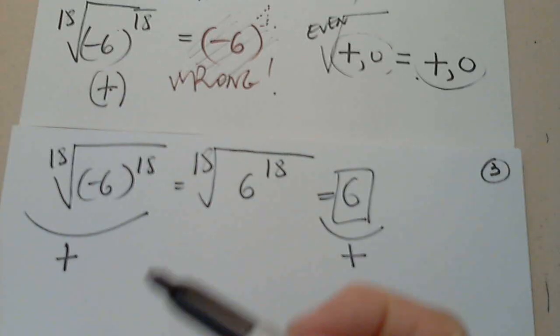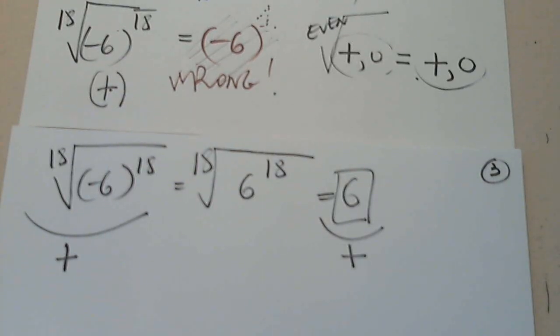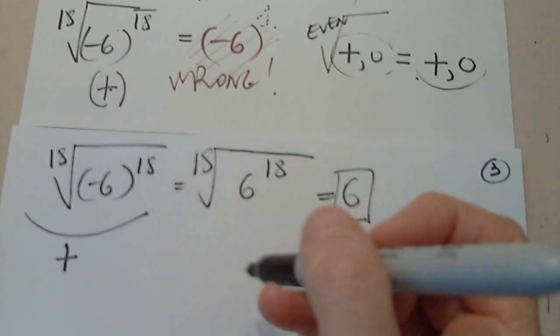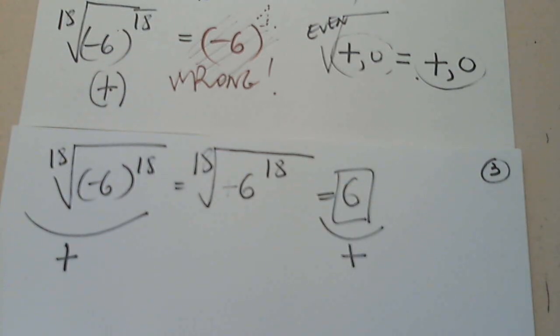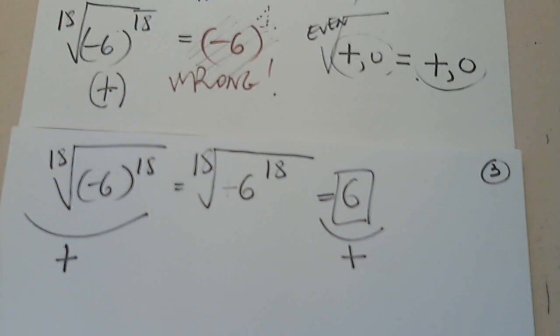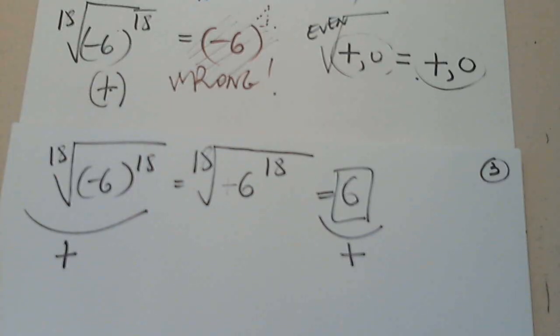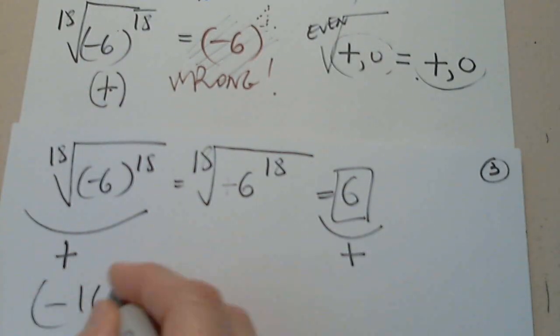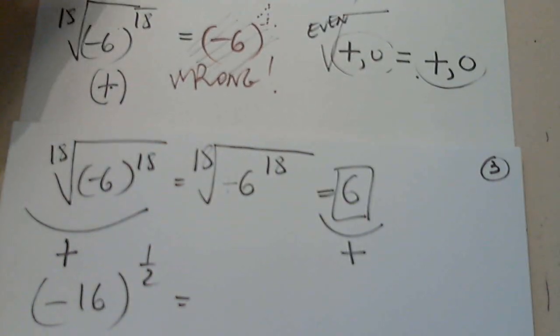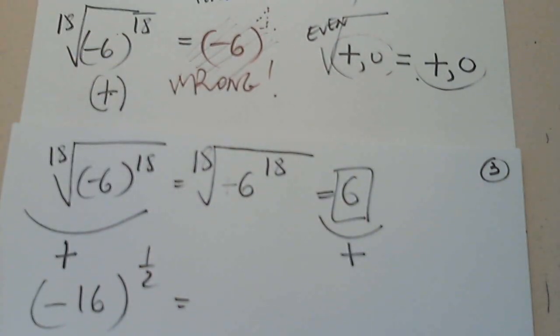You can also put the absolute value of negative 6. I prefer this route. Simplify inside, change that into a positive because it is. Negative 1 to the 18th power is positive 1. 6 to the 18th is 6 to the 18th. And now we copy the base and we divide the power by the index. Let's change negative 16 to 1/2 and see what this is. Anybody has any questions on this, please? Any questions?